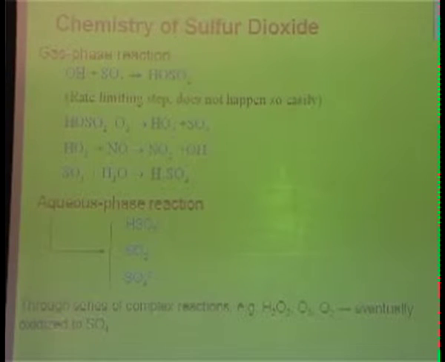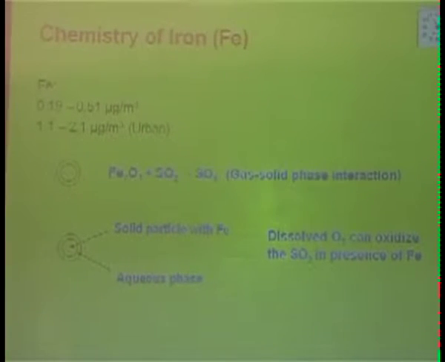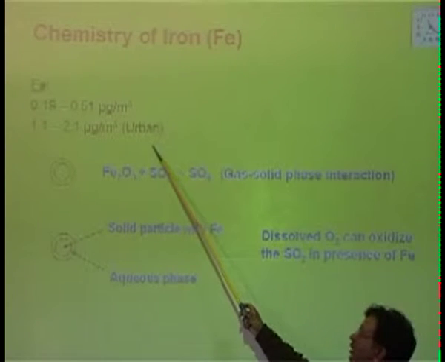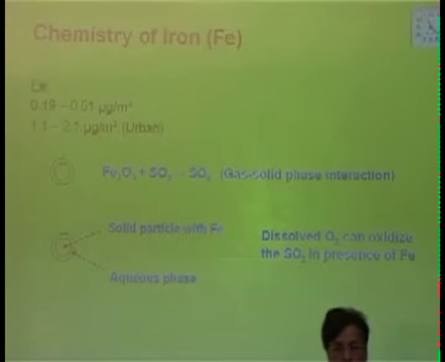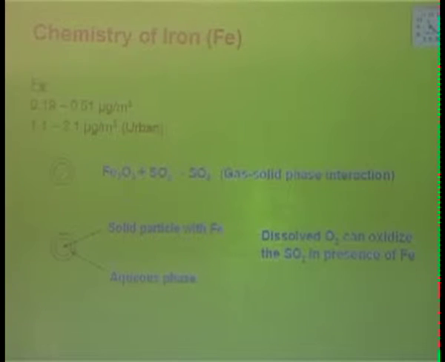Apart from the aqueous phase, reactions can also occur on the solid phase. Iron acts as a catalyst and speeds up the oxidation of SO2 into sulfates. This is the level you might get in rural areas, but in urban areas the level of iron is very high, almost 2.1 micrograms, not a small number. The source of iron can largely be what? The factories dealing with iron smelters, iron processing, cupolas, and the arc furnaces and things like that.